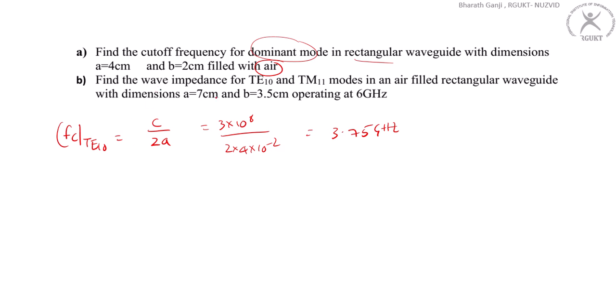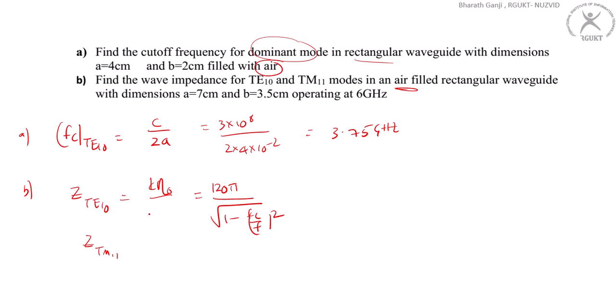So they're asking you to find the wave impedance. This is the A part. The B part is they want the wave impedance for TE10 mode and for TM11 mode. So for TE mode it is k eta by beta, and because it's free space, air-filled, I can take eta naught, so that is 120 pi divided by square root of 1 minus fc by f whole square, right? Because beta you can write as square root of k square minus kc square.